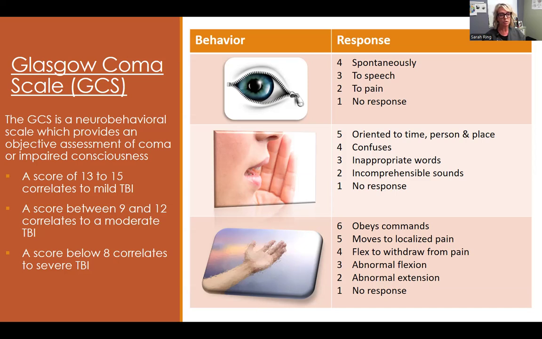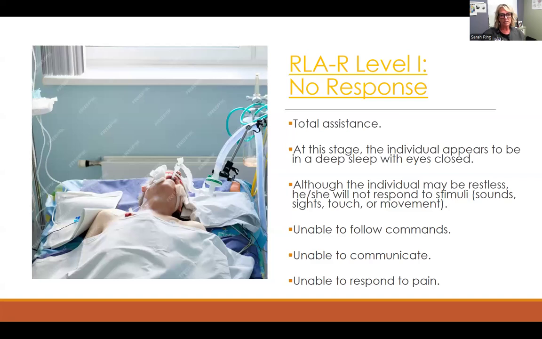And as you recall, a score of 13 to 15 would be classified as a mild TBI. A score between 9 and 12 correlates to a moderate TBI. And a score of 3 to 8 correlates to severe TBI. I included this scale because while it's different from the Rancho scale, it is helpful in evaluating a patient's recovery, particularly at that initial time of injury. We're going to move forward and talk a little bit more specifically about these early stages.